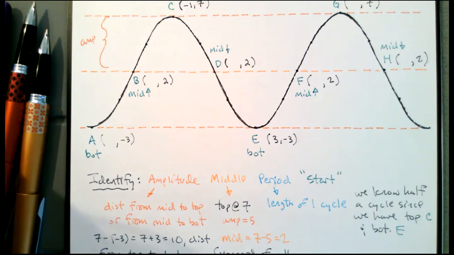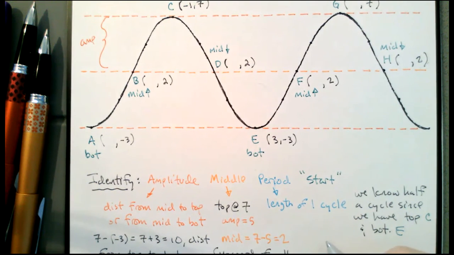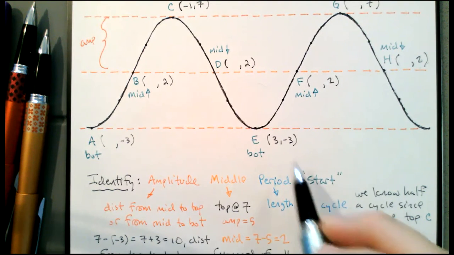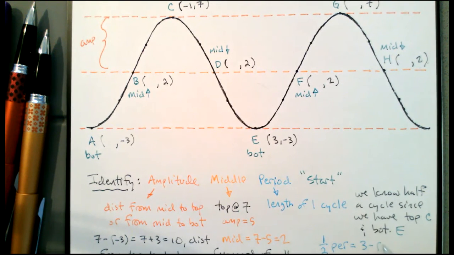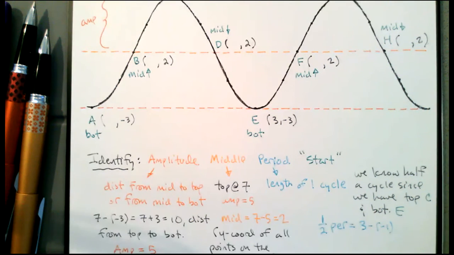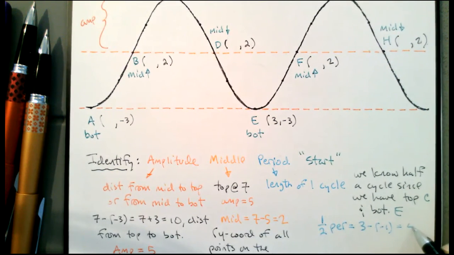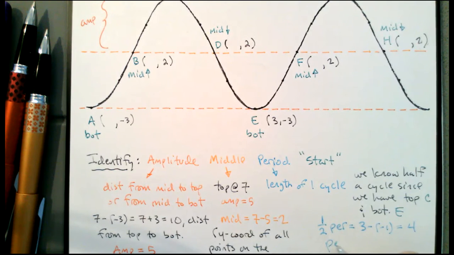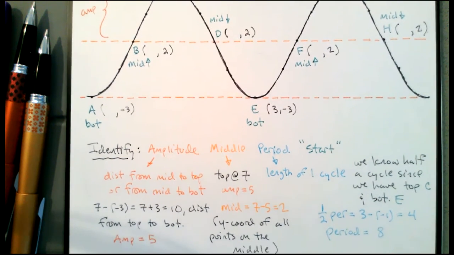So half of a period is going to be 3 minus a -1. That's the difference between the x's at the top and the bottom. So half of a period is 3 plus 1 or 4. So the period is equal to 8.